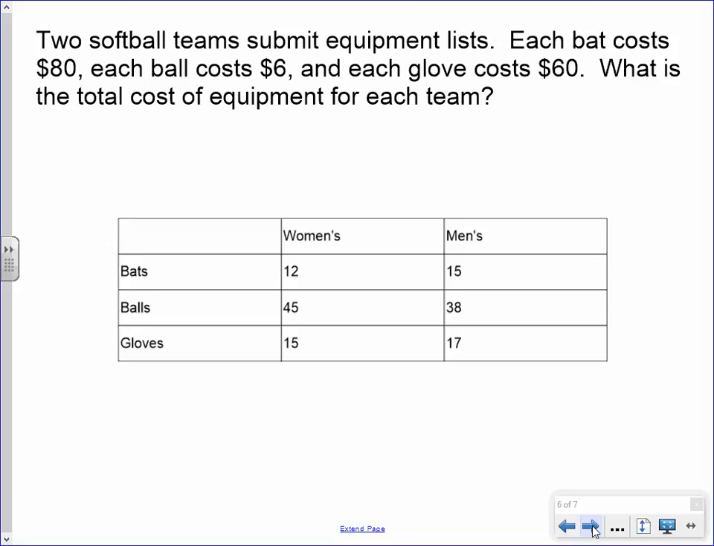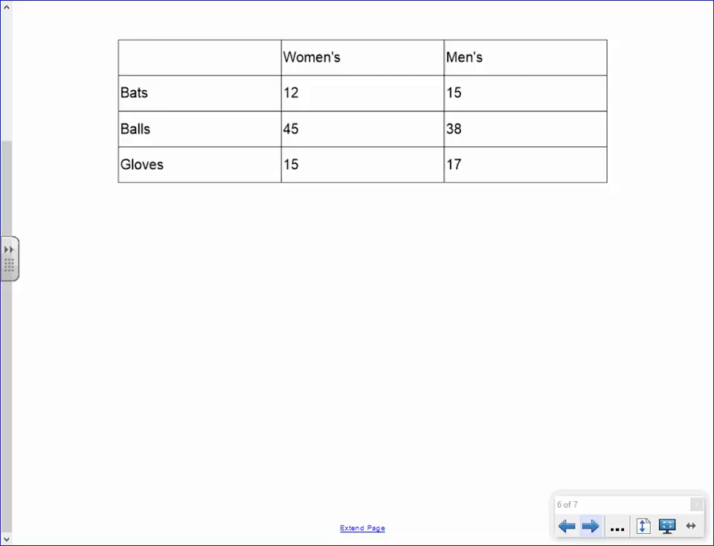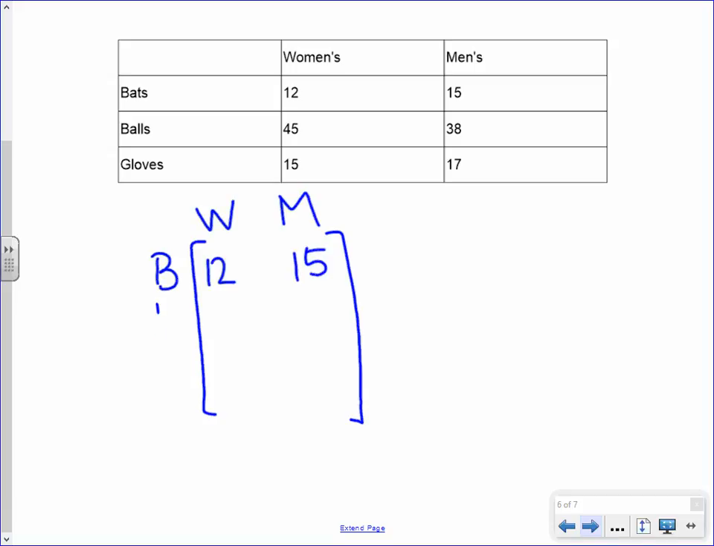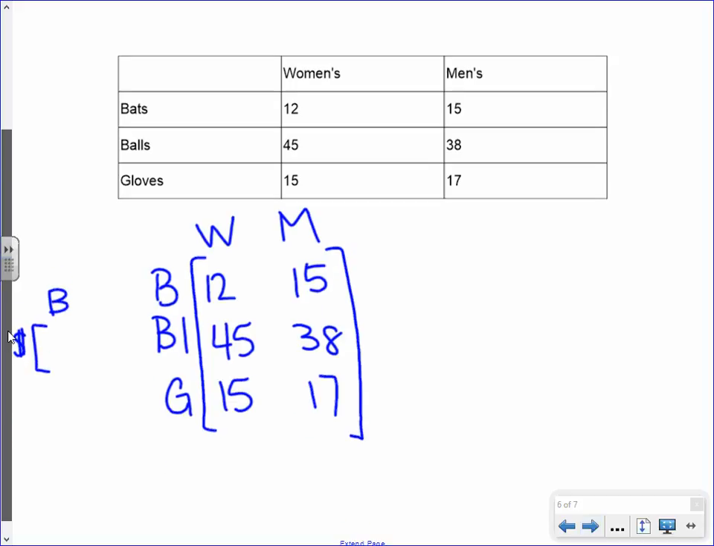So we're going to take this table right here and make it a matrix, where we have women's and men's, bats, balls, and gloves. And then we have 3 pieces of information: how much the bats, balls, and gloves cost. Should we create a 1x3 or a 3x1 matrix? What do you say, Darby? A 1x3? Okay.